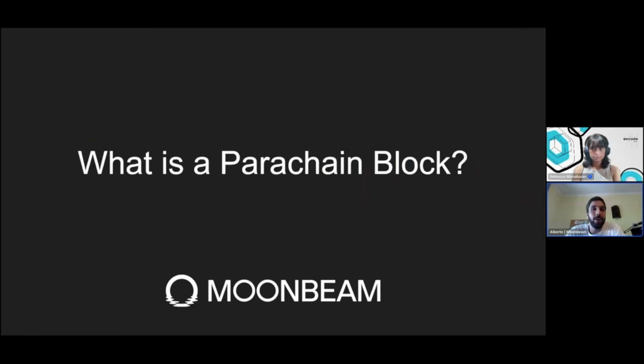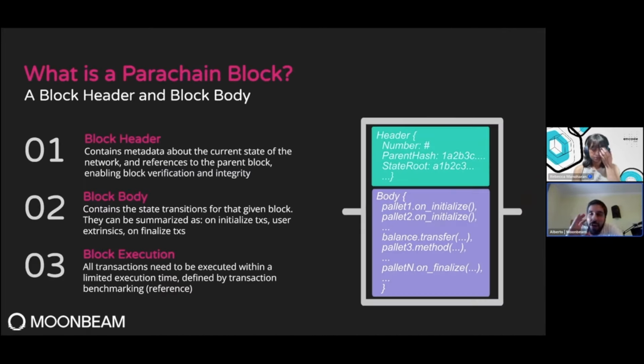So, what is a parachain block, right? Now we know at a high level what a parachain is. Let's do one step into the parachain world, which is a parachain block. Put in very simple terms, and like I said, I won't deep dive into every single parameter, a parachain block contains a header and a body. A header contains the metadata of the current state of the network via the state root hash and things like that. And it has references to the parent blocks, enabling block verification and integrity, right?